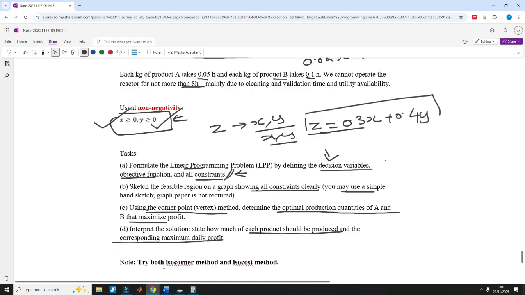So you can solve this using the corner point method and the isocost method. The isocost method is something we will cover in a separate video. So here I will just show how to solve this type of problem using the corner point method.